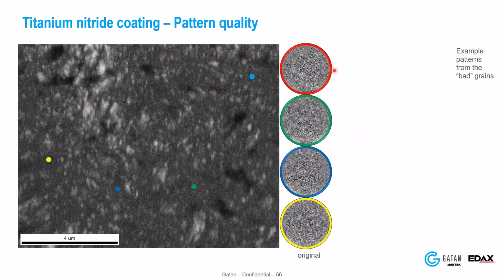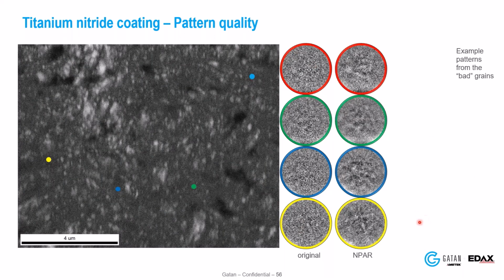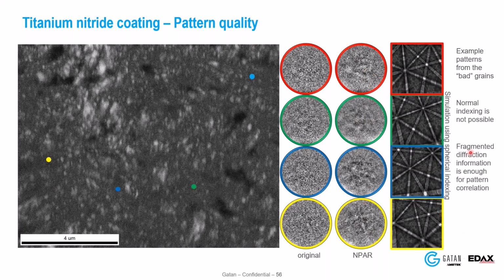Now, these are points from the bad areas, and you can see visually there's not as much data. When we do our NPAR, we see the beginnings of things, but still not good enough for Hough indexing. But there's enough information there. We can do the pattern correlation with spherical indexing and get results. This goes back to the concept that we're using more of the pattern.